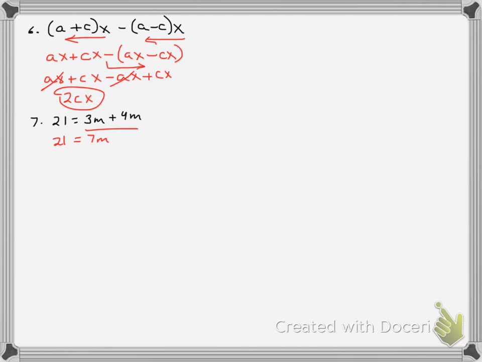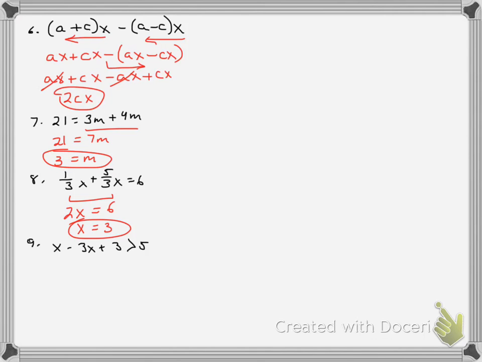7m, we're going to divide by 7, and 21 divided by 7, m equals 3. We're going to gather like terms, our x terms. They both have a common denominator, so I can just add them. 1 third plus 5 thirds is 6 thirds, or 2 wholes, so that becomes 2x equals 6, divide by 2, and x equals 3.